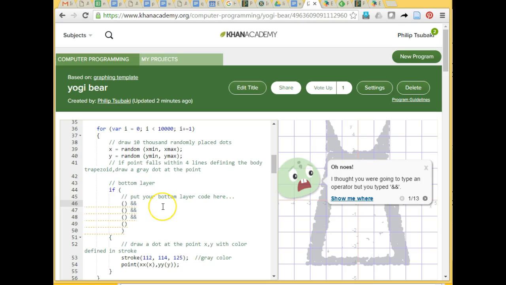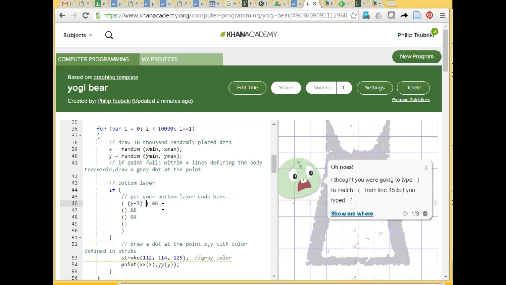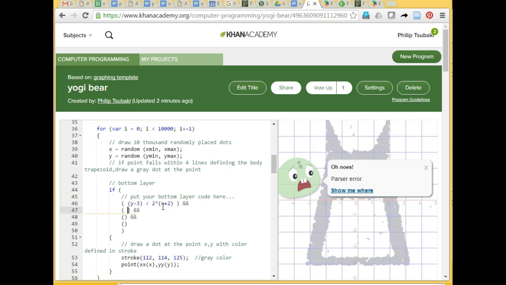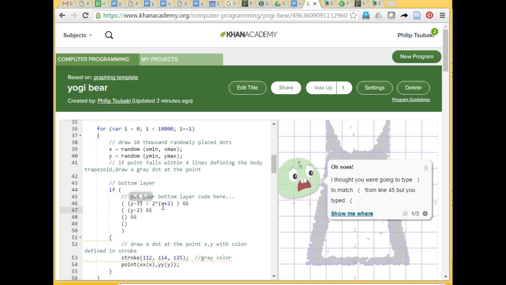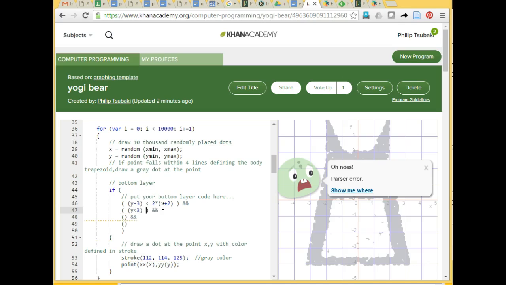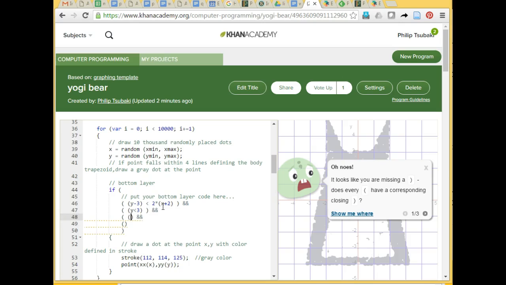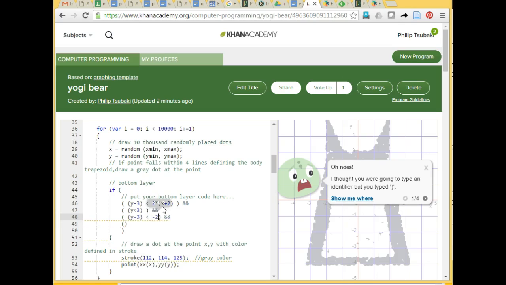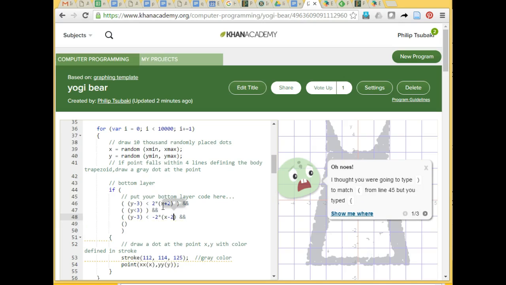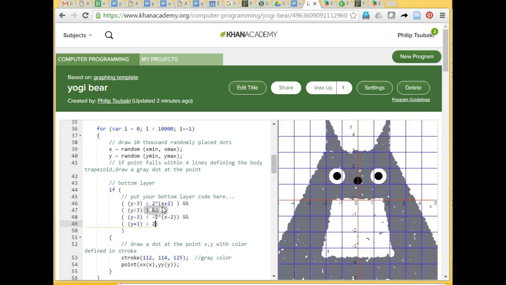So my equations are, let's see, y minus 3 is less than 2 times x plus 2. And then the next one is y minus 2. Now y is less than 3. And I can't show you both at the same time, but I'm just copying it out of the ones I wrote earlier. X minus 2. And finally, y plus 1 is greater than, oh wow, it's changing before our eyes. Isn't that cool? It's turning into Yogi Bear's face, and you can see it's almost done.